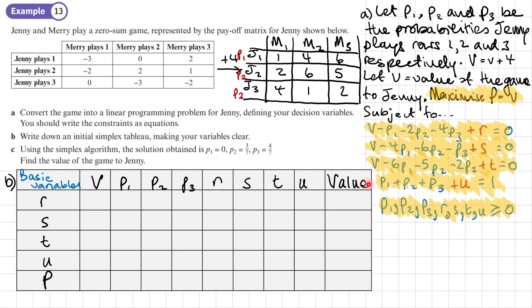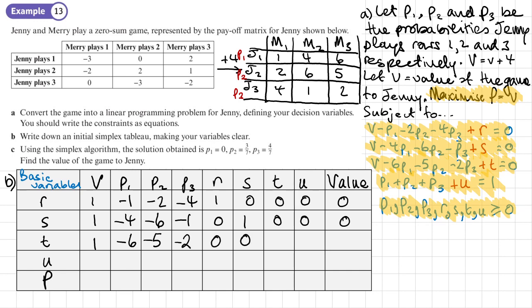Right, so let's start with the first one. So I've got a V, a negative P1, a negative 2P2, a negative 4P3, an R, no S, T or U, and its value is 0. Second equation here, I have a V, a minus 4P1, minus 6P2, and minus 1P3, no R, there's an S, and its value is 0. Third equation here, I have a V, negative 6P1, negative 5P2, negative 2P3, no R, S, there is a T, and again its value is 0.